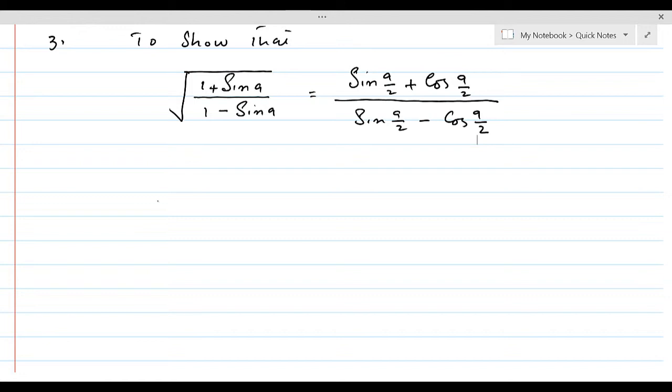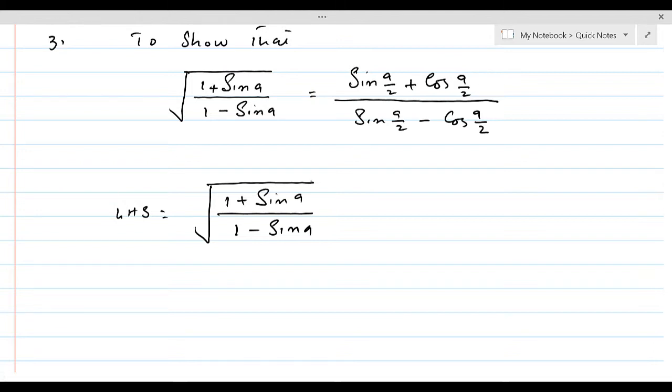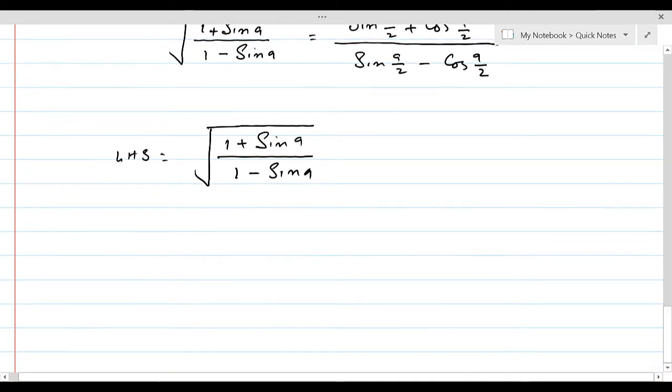Let's take left hand side and start simplifying it, keeping in mind what it is that we want to prove. So left hand side is the square root of 1 plus sin A divided by 1 minus sin A. Your eyes must always be on what you want to prove. Now I can see that half angles are involved on the other side, so I need to simplify this side in terms of half angle.